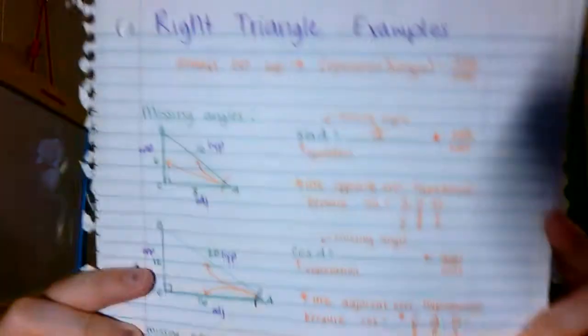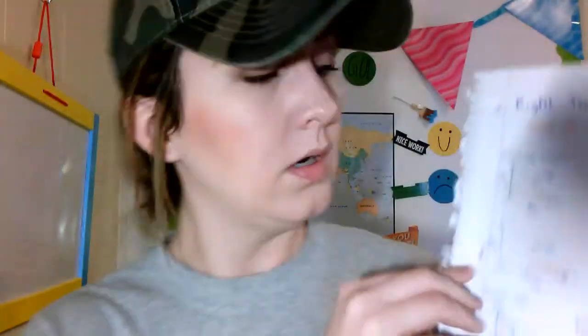They were right triangle examples, so it was actually working out from your right triangle, what sides do I have? Am I missing my angle or am I missing my side? And how do I solve this?